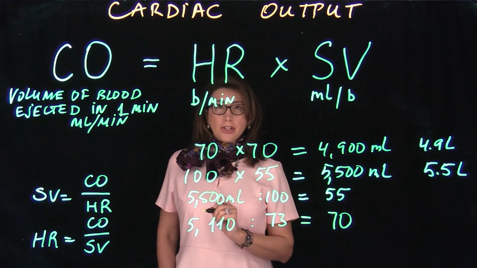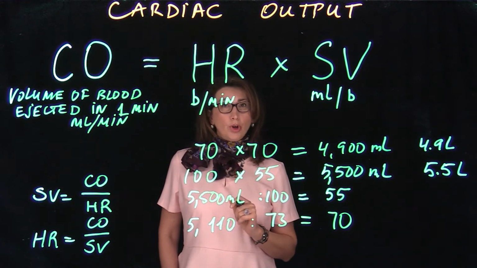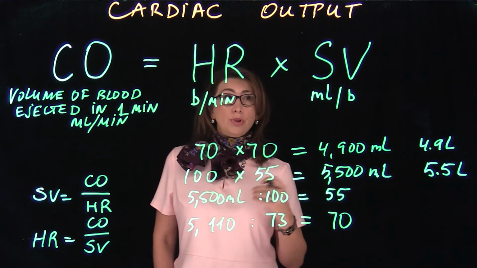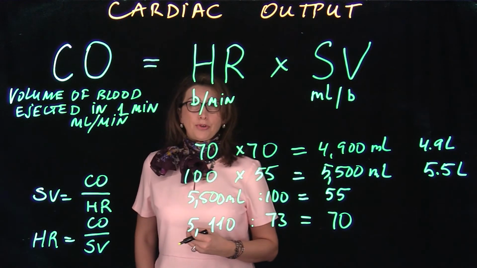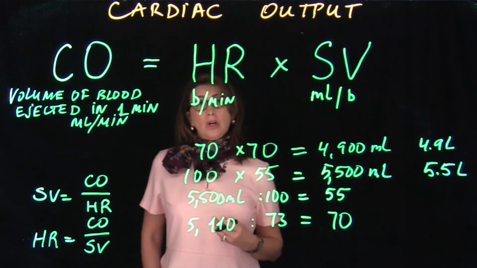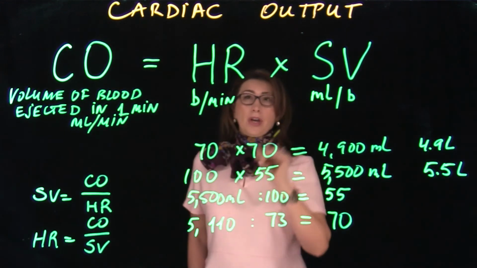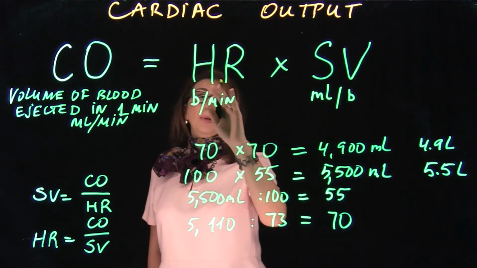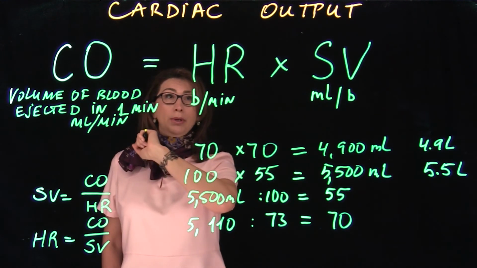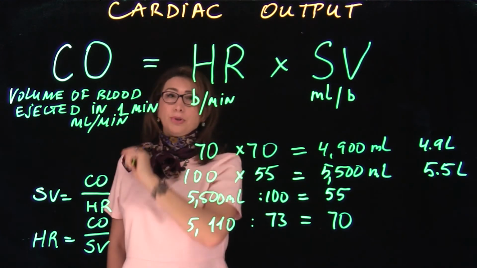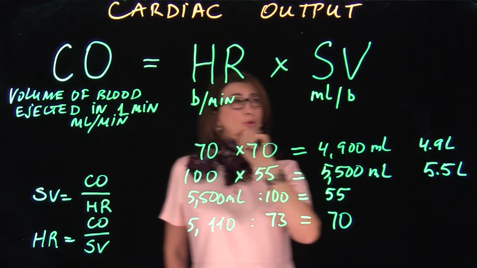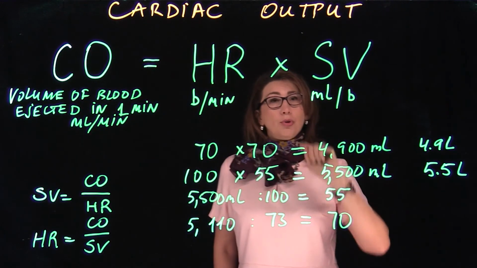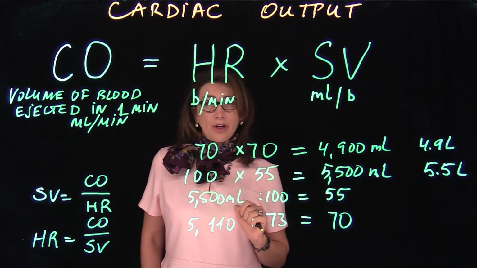So the relationship between cardiac output, heart rate, and stroke volume tells us that whenever heart rate changes, cardiac output is going to change. When stroke volume changes, cardiac output is going to change. And this change is going to depend on, are we increasing any of these values, or are we decreasing them? So for example, if heart rate goes up, then cardiac output is going to go up. If heart rate goes down, cardiac output is going to go down. Same thing with stroke volume. If stroke volume goes up, cardiac output is going to go up. And if stroke volume goes down, cardiac output is going to go down.